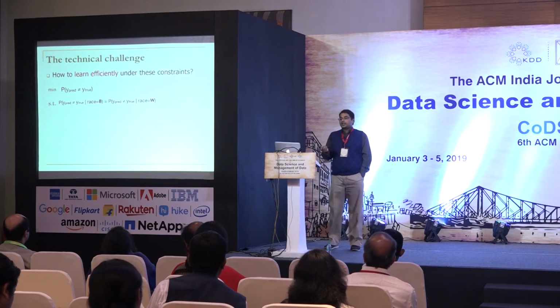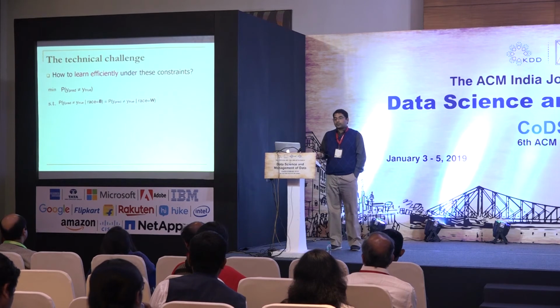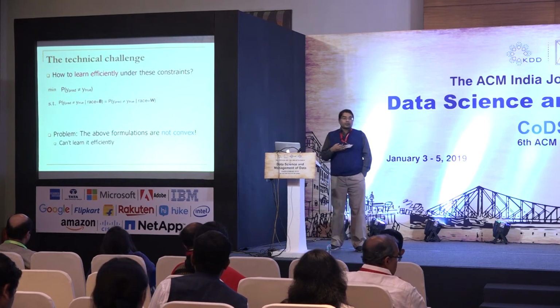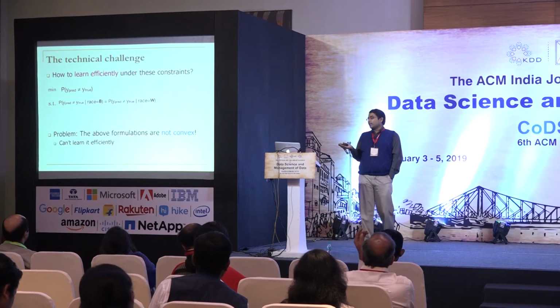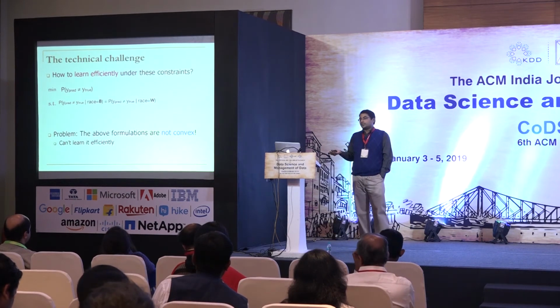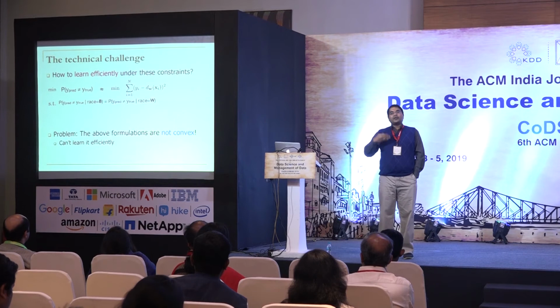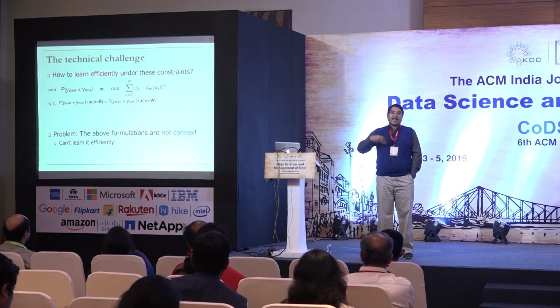That means how do we minimize the overall prediction errors for all, subject to equality of error rates? Now, the problem is this one is not a convex formulation. In fact, it's something very similar. In machine learning, we always try to use convex loss functions as proxies for the actual losses.